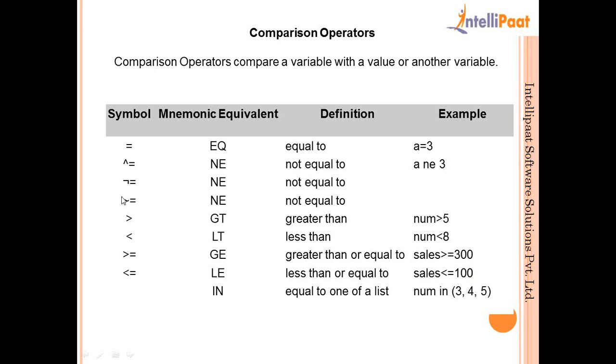So first one is equal to, then not equal to, again not equal to, not equal to. So you can use not equal to in 3 different ways. Then greater than, less than, greater than or equal to, less than or equal to, or the IN operator. Same as you do in SQL. So these are the ways you can use these comparison operators in SAS to filter your data set, or to create a subset of a data set from one library to another.